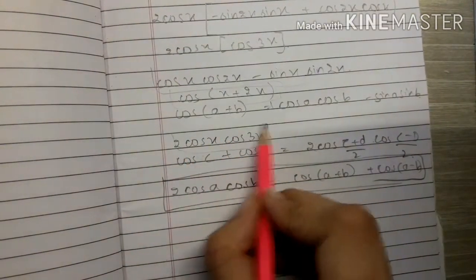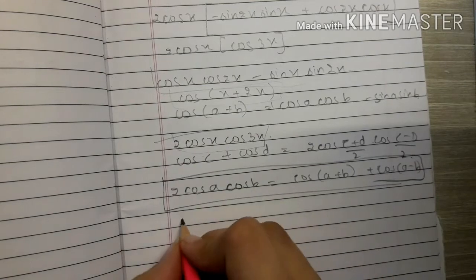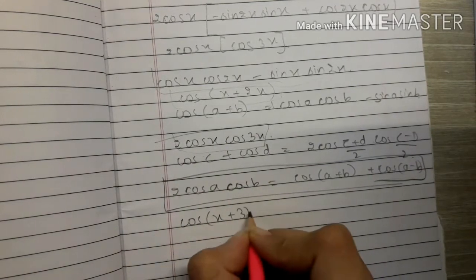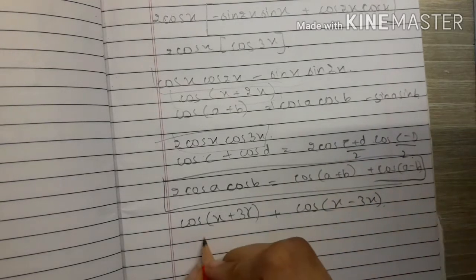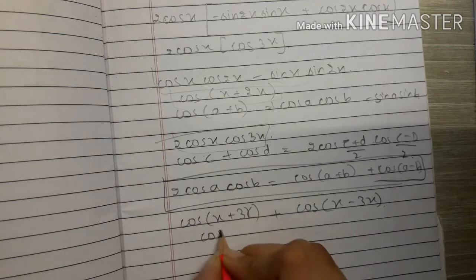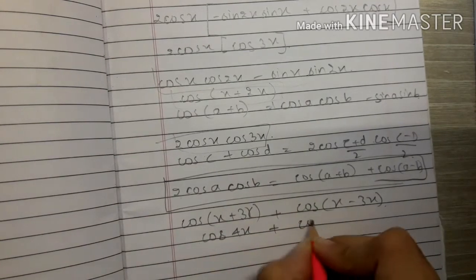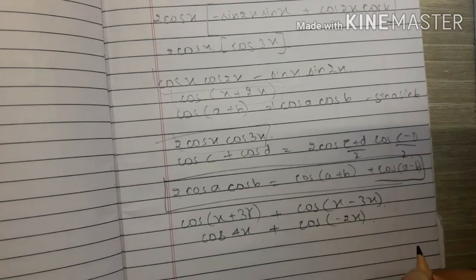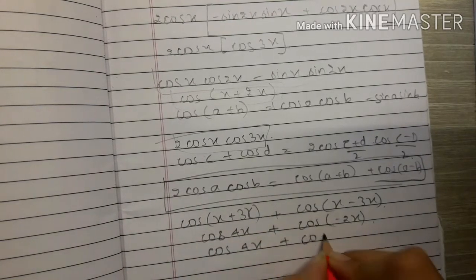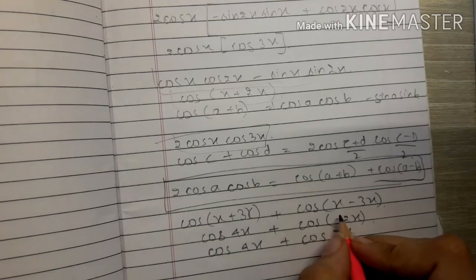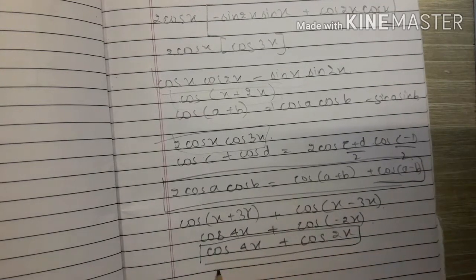So we have 2 cos x cos 3x, which we can write as cos x plus 3x plus cos x minus 3x. Cos x plus 3x becomes cos 4x plus cos minus 2x. But we know that cos of a negative angle is the same thing as cos of a positive angle. So this becomes cos 4x plus cos 2x. We ignore the minus sign when it comes to cos. So this is the final answer.